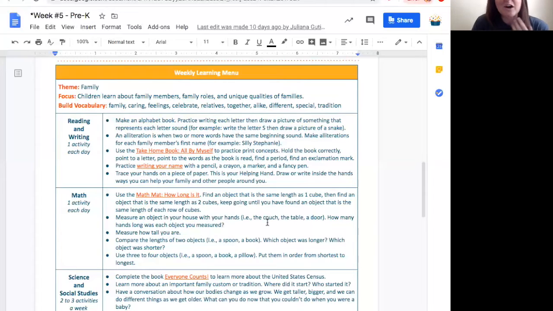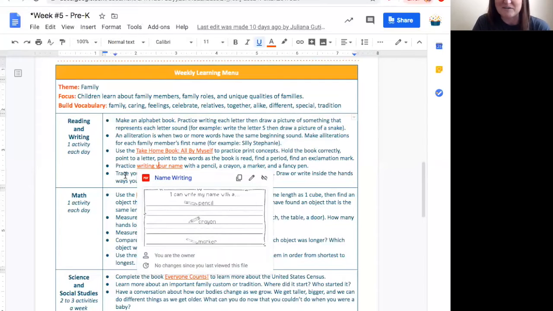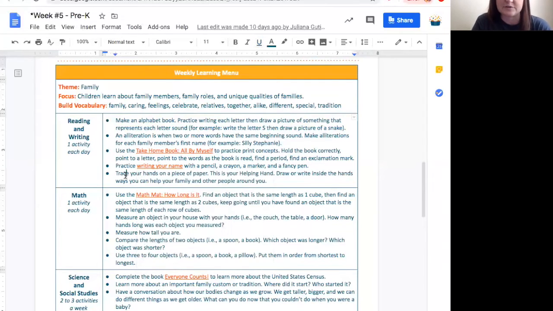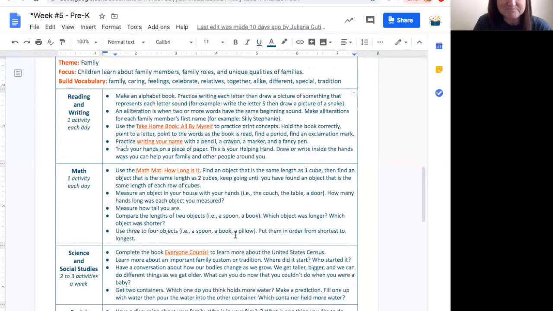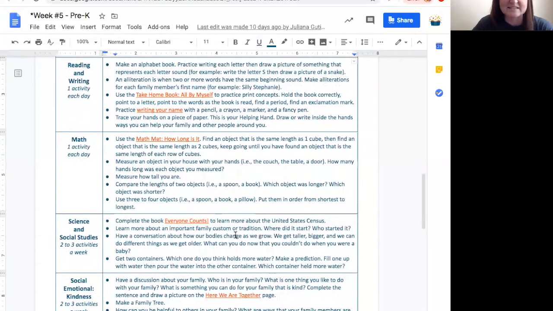We also included a fun little practice sheet for writing your name. It includes just a couple of different ways you might write your name and a couple of different opportunities for practicing writing your name. And then our writing activity includes coming up with ways that you might help your family members or people around you. And so remember, for the 4 and 5-year-old child, writing can be writing words, but it could be drawing pictures or stringing letters together to represent words. It can look a lot of different ways.